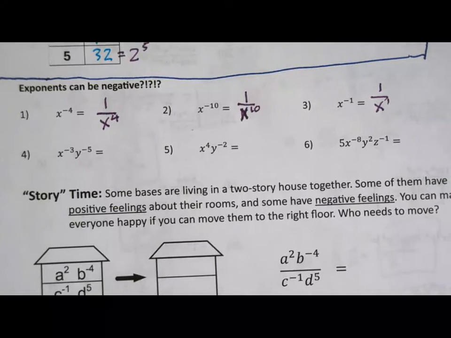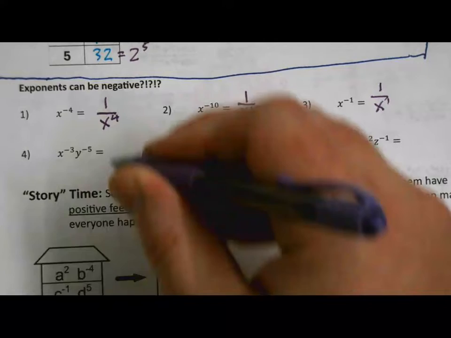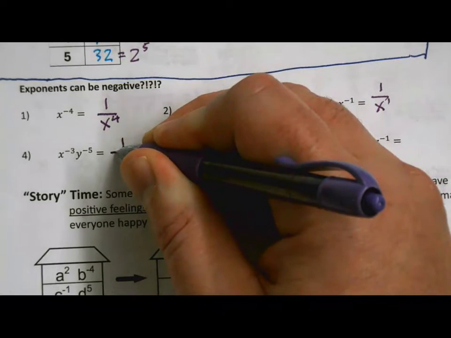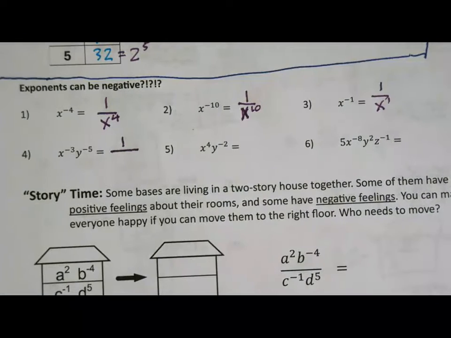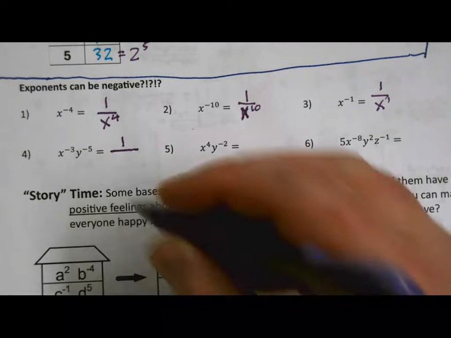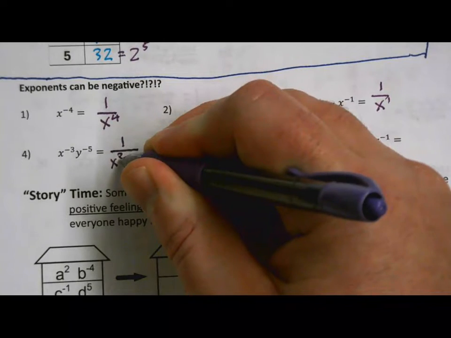Ooh, number 4 is tricky. It's got 2 things. I'll give you a hint to get you started. It's going to be a fraction. And there's going to be a 1 on the top. And there's going to be a couple things in the bottom. See if you can figure out what's going to be in the bottom of that fraction. You got it. You guys are picking this up pretty quickly, seems like.